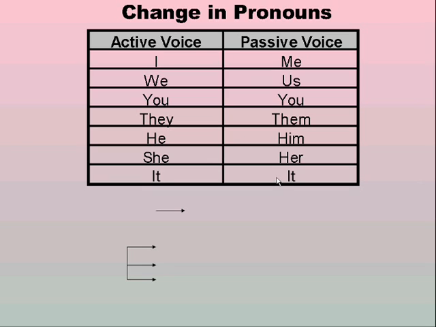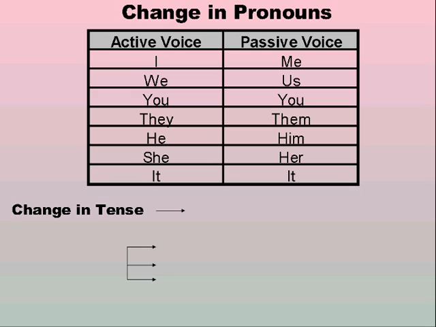"He" changes to "him." "She" changes to "her," and "it" in the active voice remains "it" in the passive voice. And the rules apply vice versa also. If "me" is in the active voice, then when it changes into passive voice, "I" replaces it. "Us" changes into "we," "you" remains as it is, "them" changes into "they," "him" changes to "he," "her" changes to "she," and "it" remains as it is.